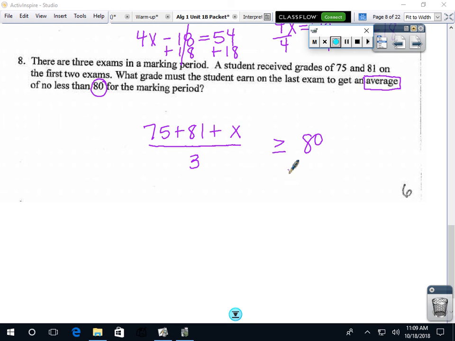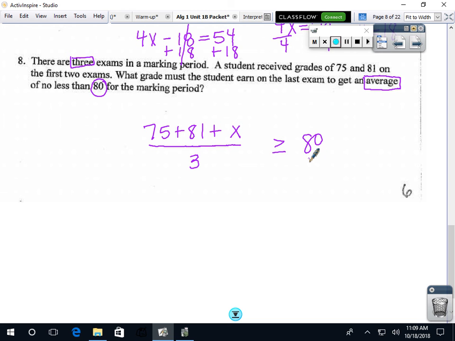All right, so we're trying to get an average. To find an average, you add up and you divide by how many there are. Well, they told us there are 3 exams. The first exam was a 75. The second exam was an 81. The third exam is unknown, so we put an X. But we're averaging, so since there's 3 exams, we divide it by 3, and we want our average to be no less than 80. So we want it to be an 80 or above, greater than or equal to 80.